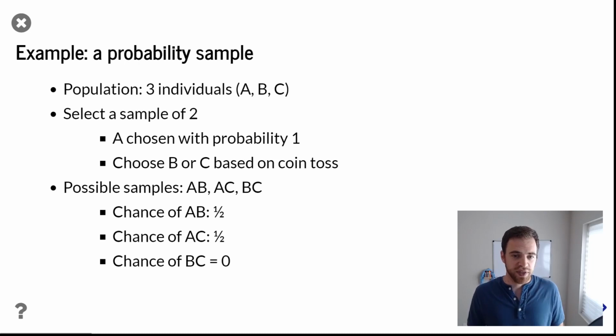One of the interesting things about this is not everyone has an equally likely chance of being selected. A is always selected, for example. But it is a random sample. It is a probability sample because I can calculate the probability of each outcome. So what's the chance that I get A and B in my sample? Well, that's a half. The chance of AC is also a half. And the chance that my sample is BC is 0 because A is always chosen. So since I can calculate these probabilities, it is a probability sample. And if I repeat this over and over and over again, I'll get different results every time.